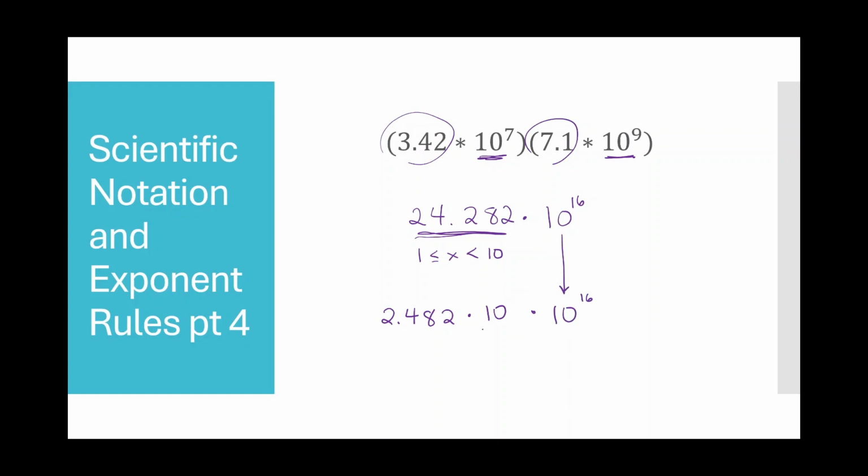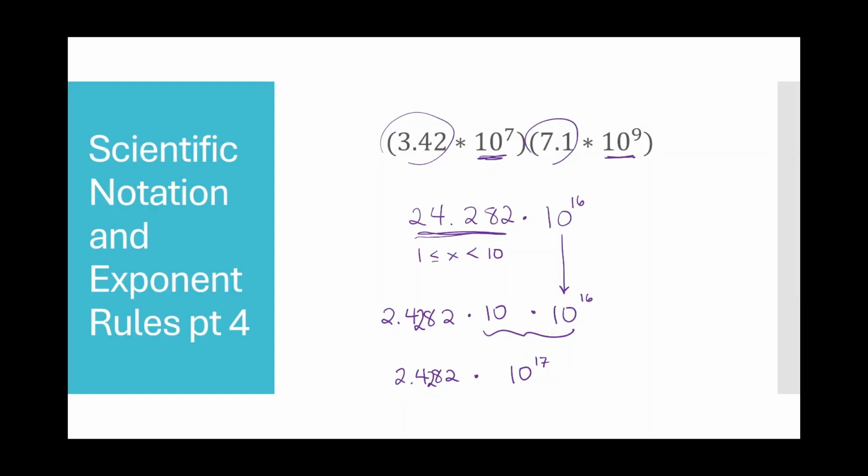So these guys now I can just smoosh together, 10 to the 17, and now my answer, oh, I missed a 2 before, didn't I? Sure did. Now my answer is in messy scientific notation.